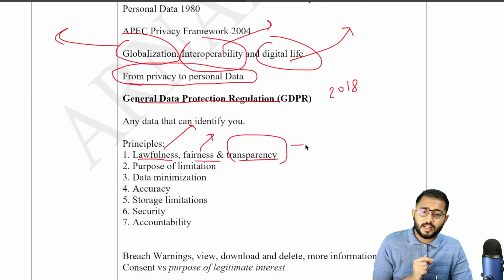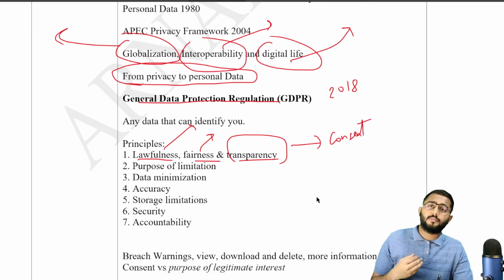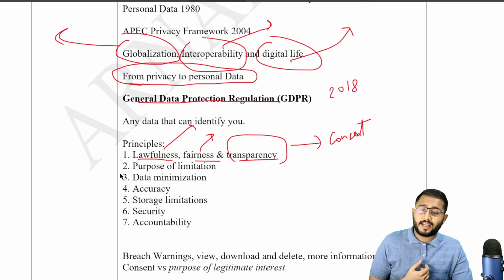So the very first principle talks about lawfulness, fairness, and transparency. And इसी में it covers one big thing, which is consent. If I give consent for you to collect my data, then you should do it lawfully, fairly, and by being transparent. The second is purpose limitation.